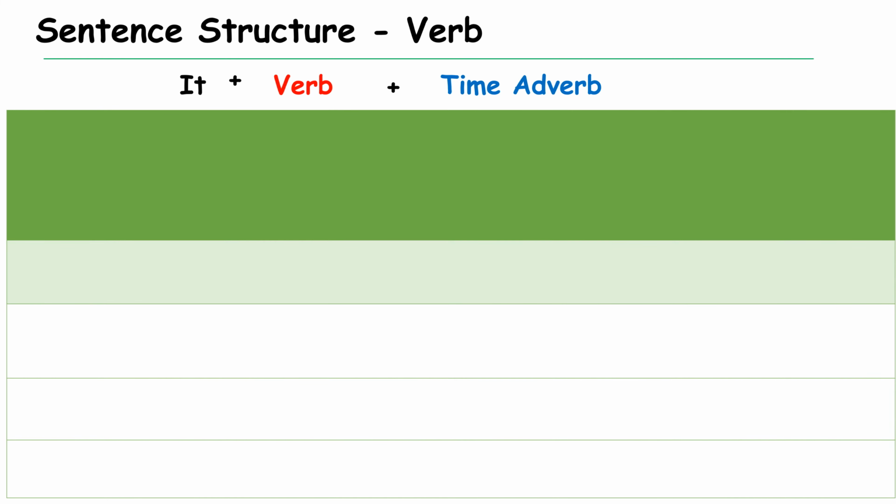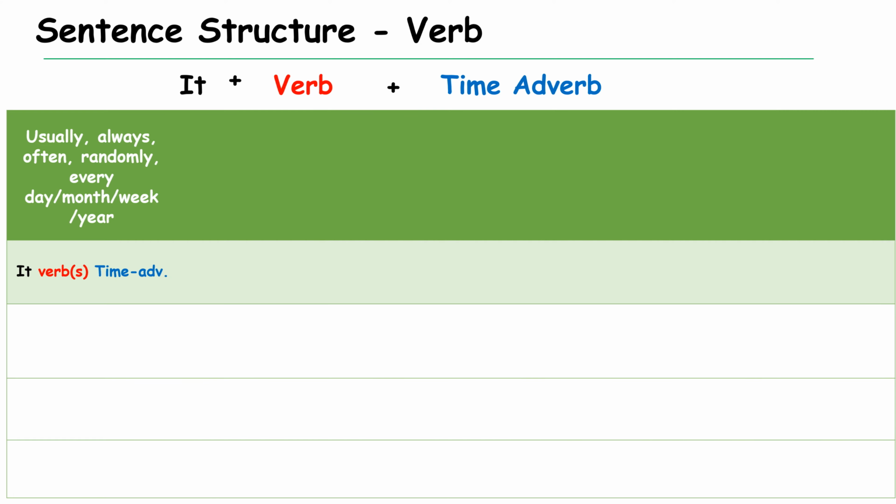If you have time adverbs like usually, always, often, randomly, every day, every month, every week, every year, it means you're referring to the present indefinite tense form. And your sentence structure will be as following. It, verb, and to the end of the verb you will add s or es, and then you will have the time adverb. Remember, the time adverbs, like usually, always, often, come in between the subject and the verb.